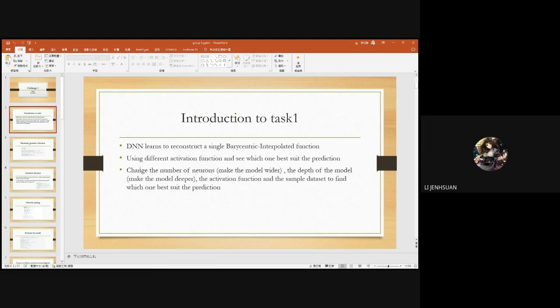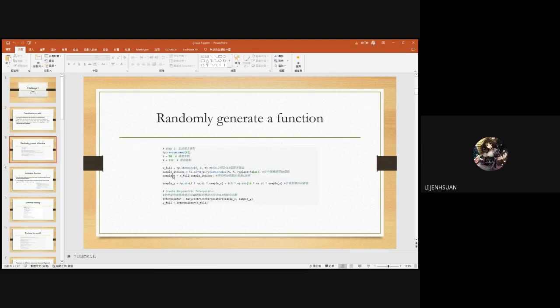Okay, we go straight to test 1. We can talk about the coding details first. In this part I use barycentric interpolation to build a function as the ground truth. You can think of it as the right answer. When you're learning, you can think of a DNN model as a student, and this one is the book you need to read, and the right answer is the barycentric interpolation, though it's not a real function which we have defined here. Ground truth means the right answer.